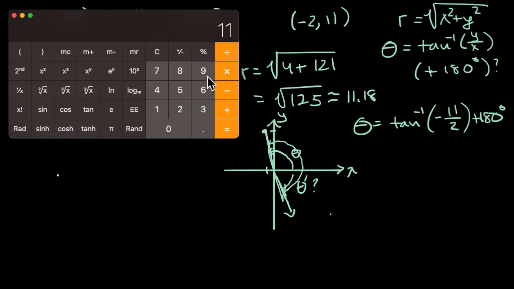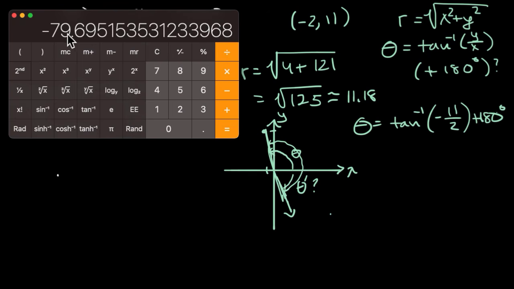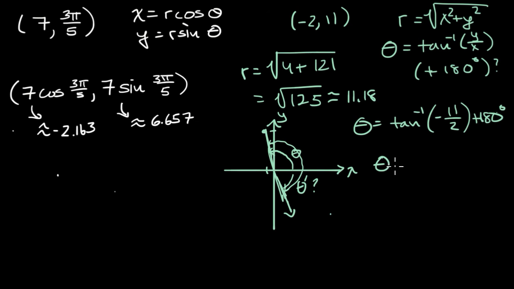I want to take 11 divided by 2, and then take the negative of that. And then I want to take the inverse tangent. I have to press second here, and I have inverse tangent of that. And notice, it gave me the angle of negative 79 point whatever degrees. I have to add 180 degrees to get to my actual angle. So plus 180 is equal to roughly 100.3 degrees. So theta is approximately 100.3 degrees. So if I were to write it in polar coordinates, at least the approximations, it's 11.18, comma, 100.3 degrees. And I'm done.